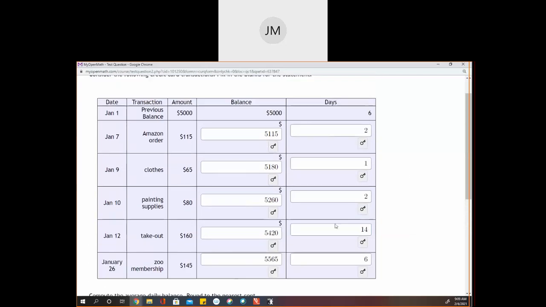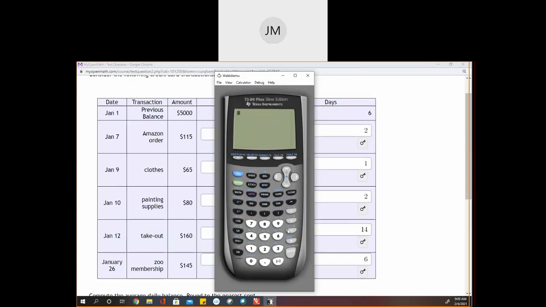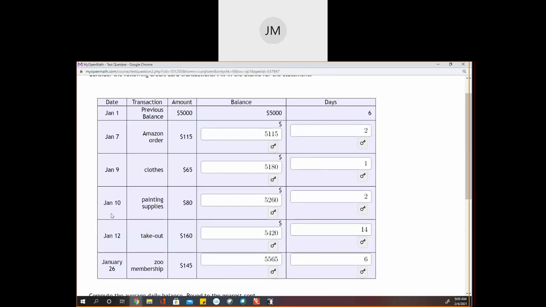So you want to make sure that your total number of days adds up to 31, right? And I think if we double check this, 6 plus 2 plus 1 plus 2 plus 14 plus 6 gives us our 31 days. Okay. Now it's possible when you load this question that 2 of these dates are the same day. That's okay. The first one would just be 0 days.